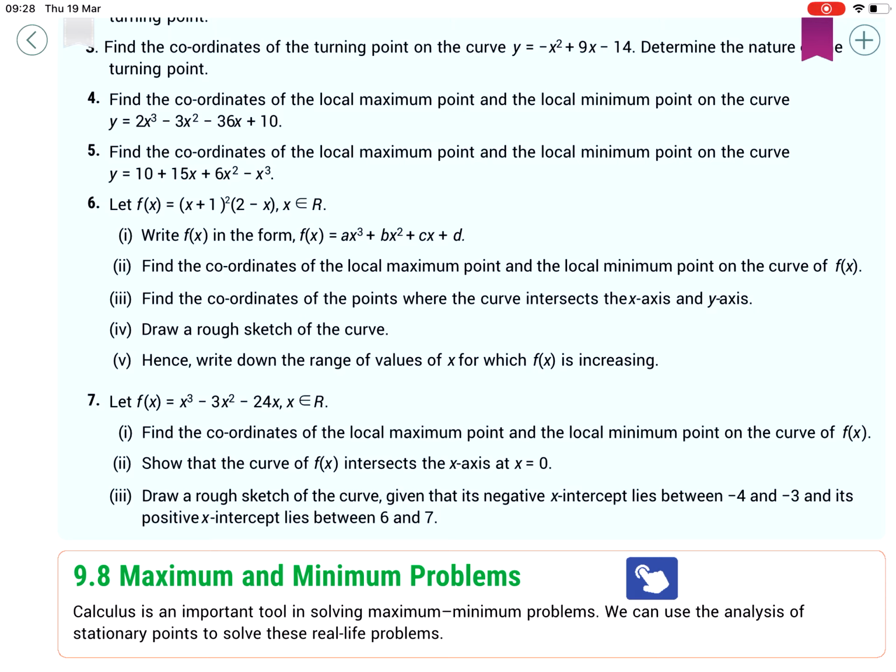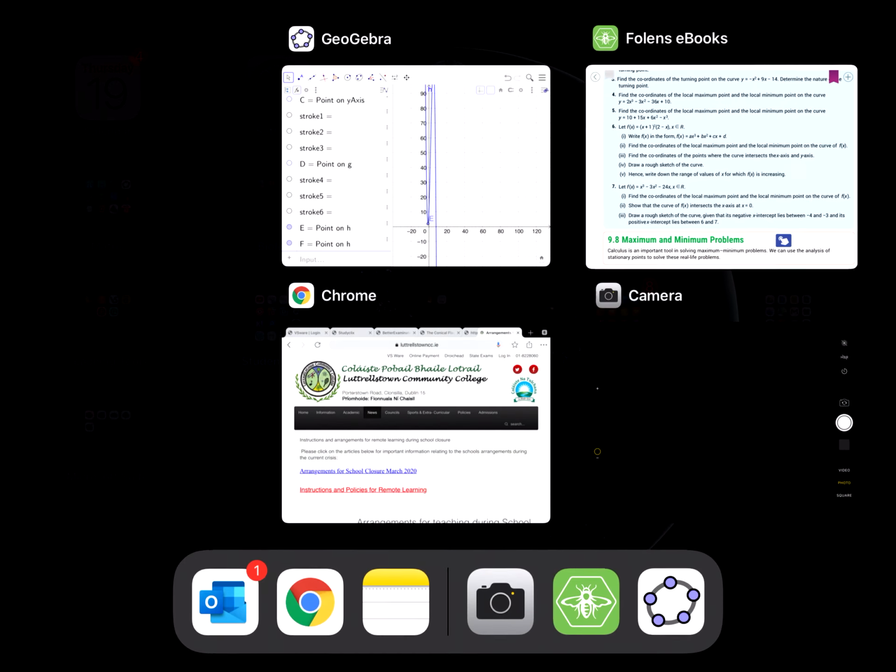So I'm going to have to multiply out all those brackets and end up with my function. Now I'm finding the coordinates of the local max and the local min, same as we did in question 5. Then I'm finding the coordinates of the points where the curve intersects the x and the y axis. So that's new. Draw a rough sketch, that's new. And then write down the range of the values, that's new.